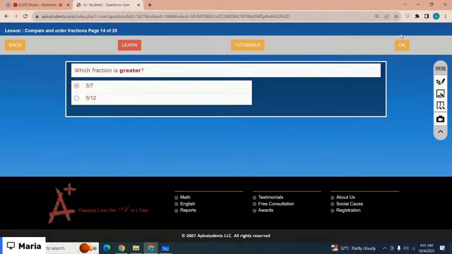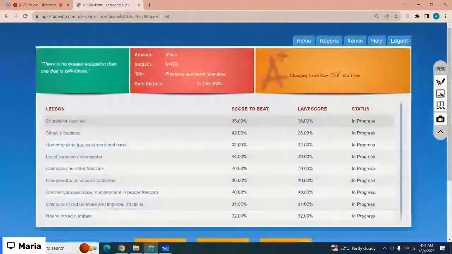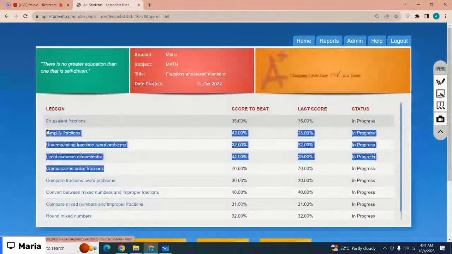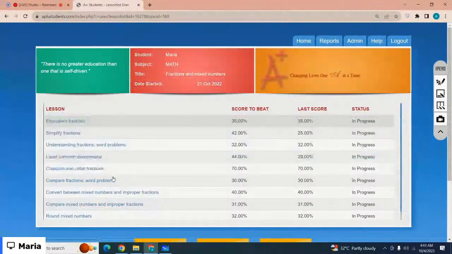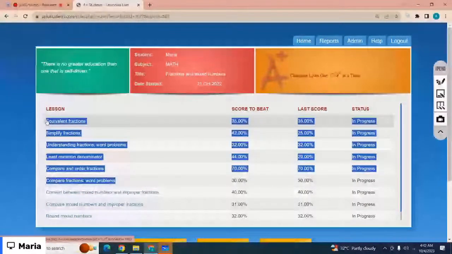So we are working on grade 7 math. The chapter we are working on is fractions and mixed numbers. Covered today were equivalent fractions, simplify fractions, understand fractions word problems, compare and order fractions, and compare fractions word problems. Please make sure that before the next session you complete all the practice questions for the lessons we did today. That is your homework for the next session.